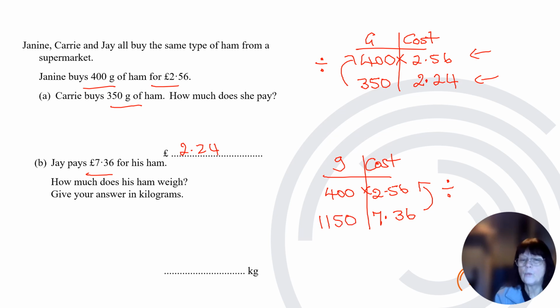1,150 grams. Give your answer in kilograms. Did you read the question properly? Okay, 1,000 grams in a kilogram, so that is 1.15 kilograms. And you're doing brilliantly if you've got those right. So well done. This is a fairly simple question, but if you're struggling, just go back and watch it again until you get it.